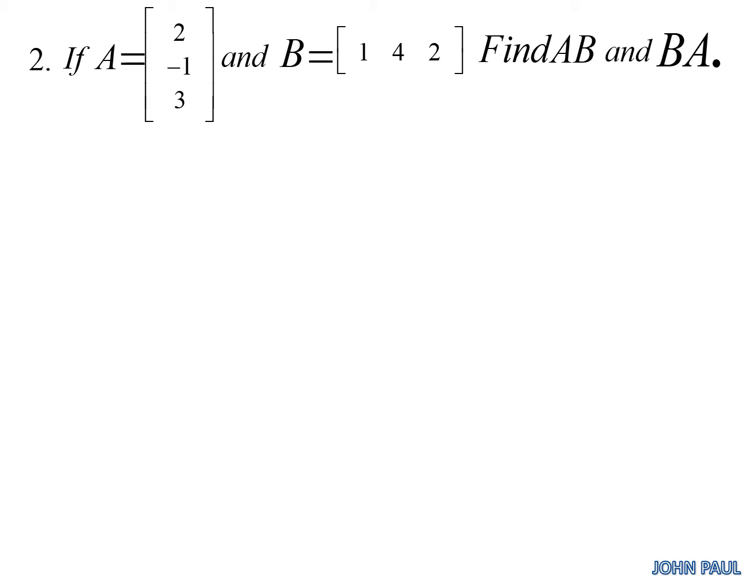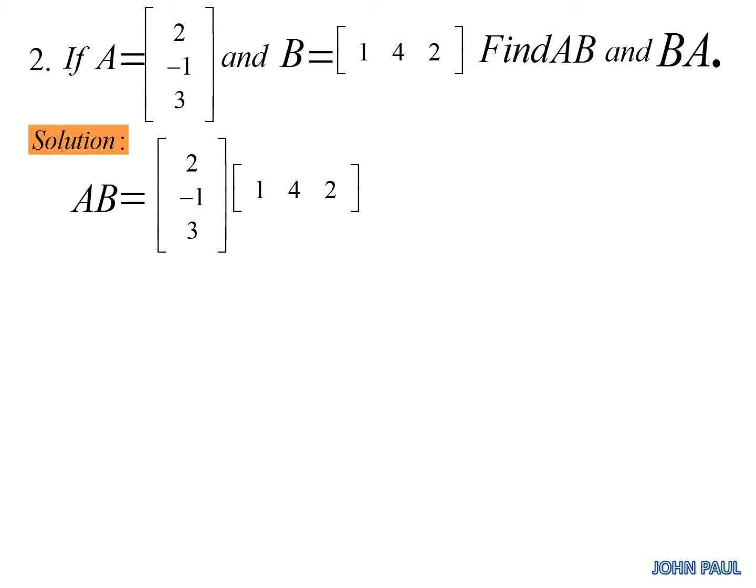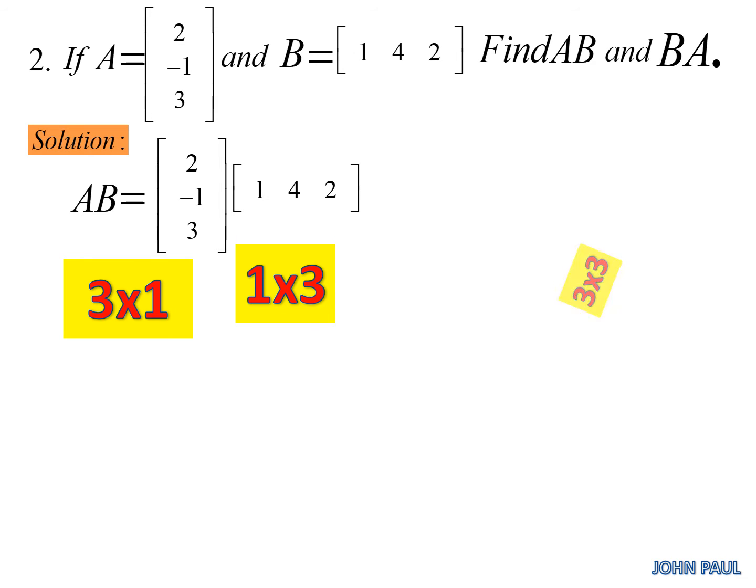Second problem, if matrix A and B is given, we have to find AB and BA. As I said in the previous video, when one row or one column is given, we have to consider the order, then multiply. We'll see this. Solution. Substitute matrix A and B. Now write the order. Order is 3 by 1 and 1 by 3. Now if we multiply, we will get a matrix of order 3 by 3. When one row or one column is given, consider the order first, then multiply.